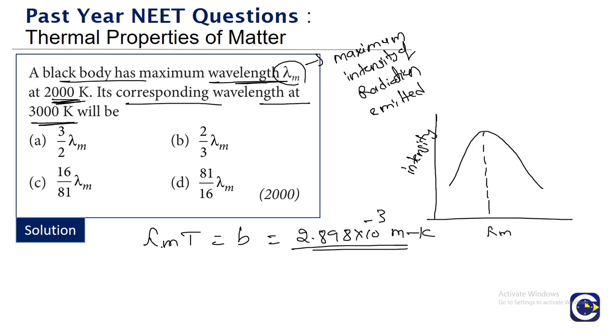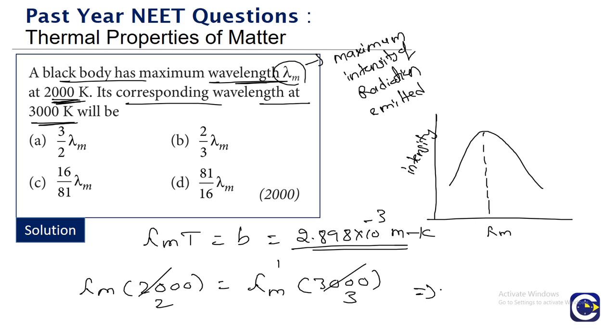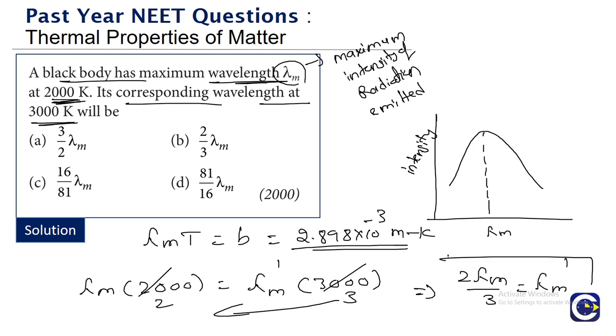So initially, lambda m into the initial temperature, 2000, is equal to, finally let us say, lambda m dash, that is what we are supposed to find, into the final temperature, which is 3000, right? So 1000 3s, 1000 2s. We'll take the 3 to the left side, it will go to the denominator. So 2 times lambda m by 3 is lambda m dash. That is what we are looking for.